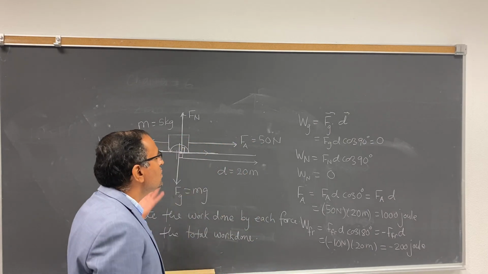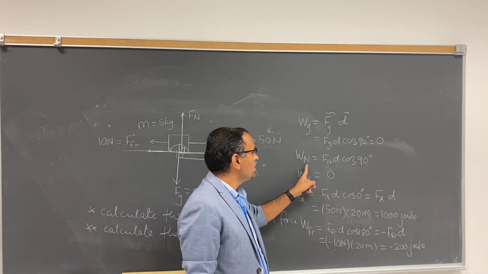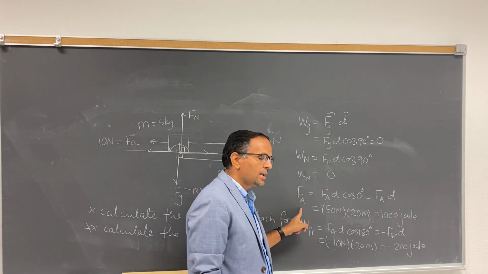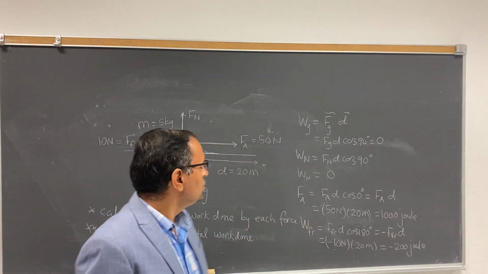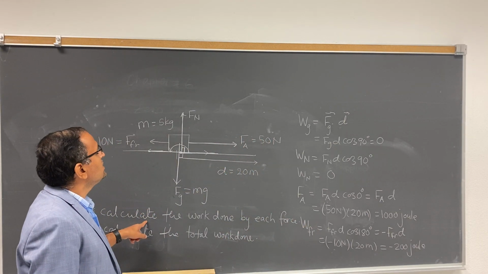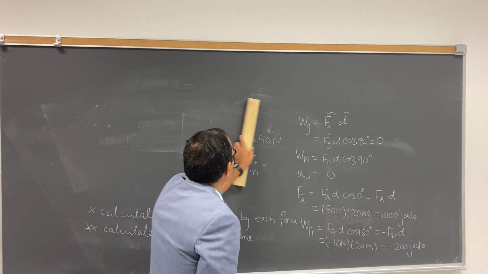So now I calculated the work done by the gravitational force, which is 0, the work done by the normal force, which is also 0, the work done by the applied force, and the work done by the friction force. That is the answer to the first question. Now what about the second question? What is your total work done? It is really simple.